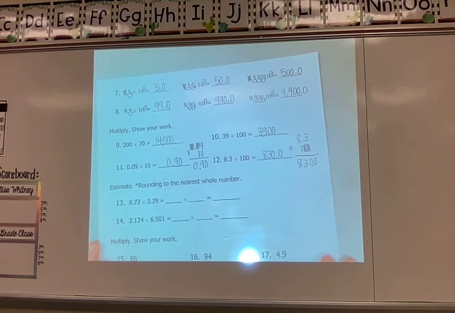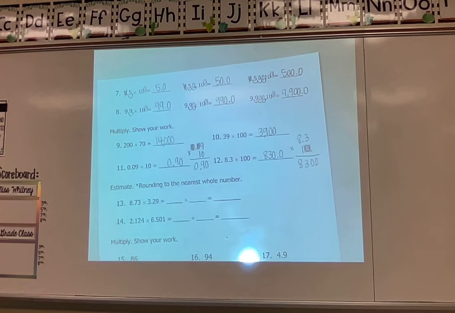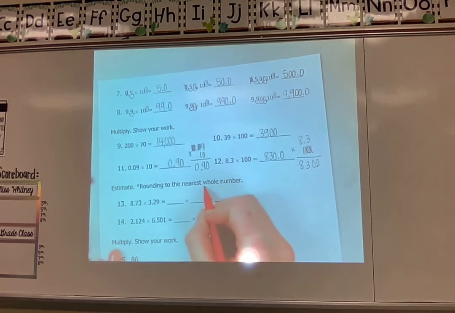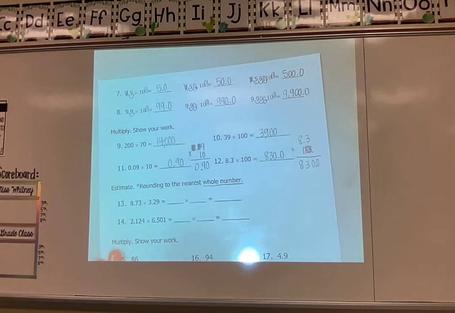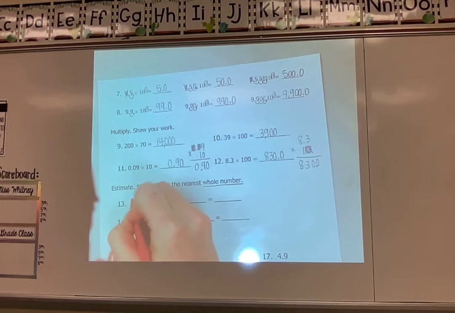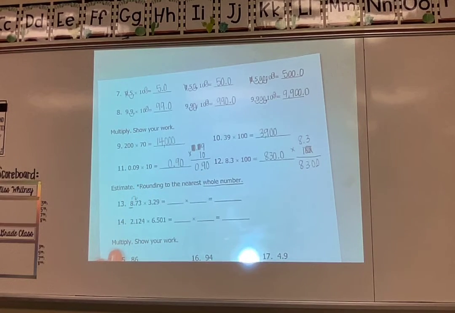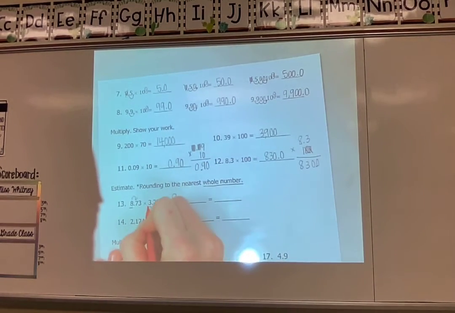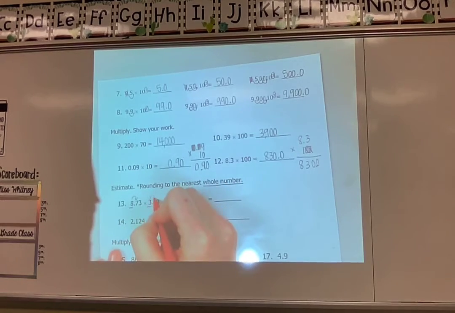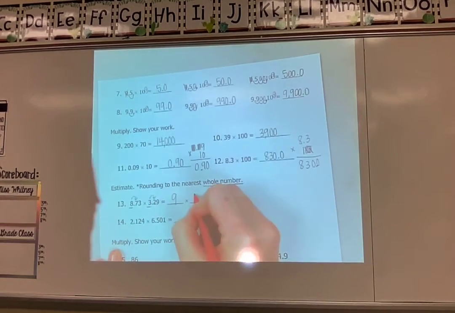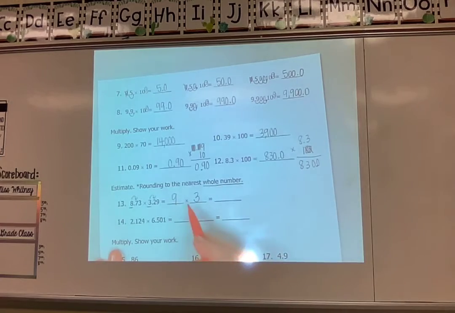All right, the next one says estimate rounding to the nearest whole number. We've got to pay attention to where it says to round to. Whole number is what it's telling me here. So looking here, I have 8.73. So underline the dollars. Look behind. Is that going to stay an 8 or turn to a 9? That's going to turn to a 9. Then my next number, underline the dollars, 3.29. Look behind. That's going to stay a 3. And then I just have 9 times 3, which is 27.